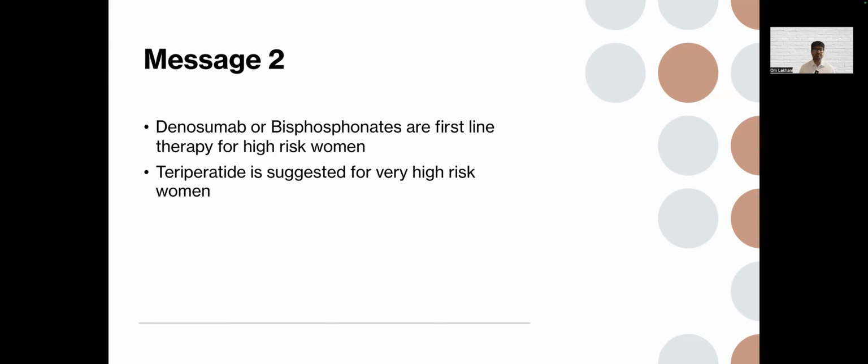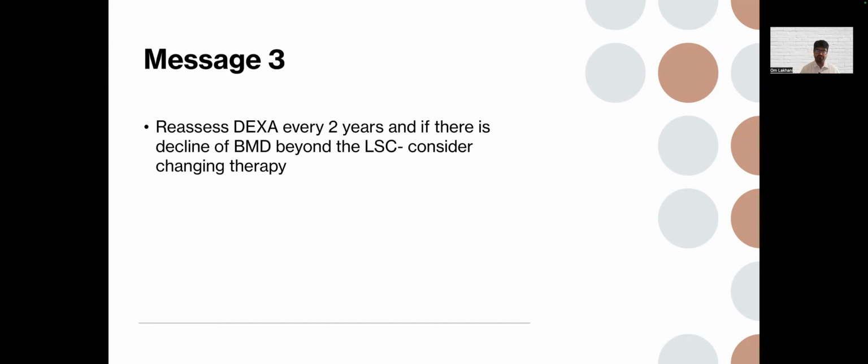The second important message is that denosumab or bisphosphonate are both first-line treatment for high-risk women with osteoporosis. High-risk women are those with a T-score less than -2.5. And teriparatide can be considered in very high-risk women who already have multiple vertebral fractures or a fresh recent fracture.